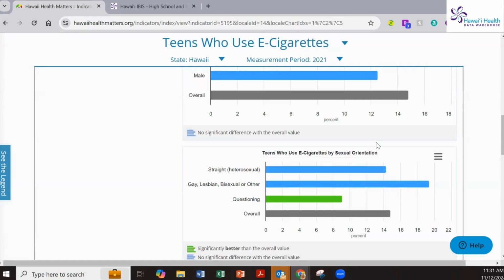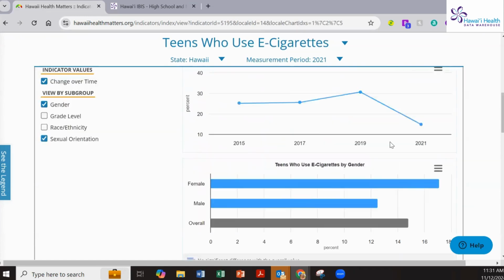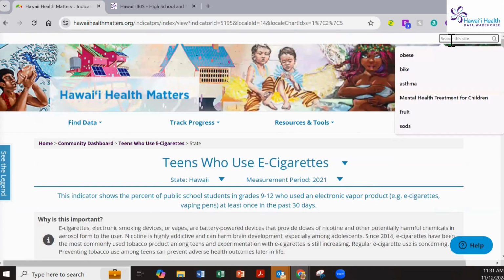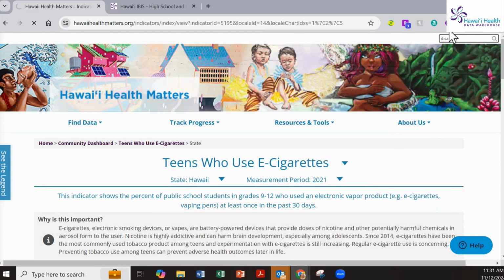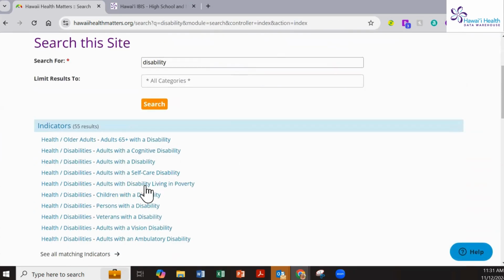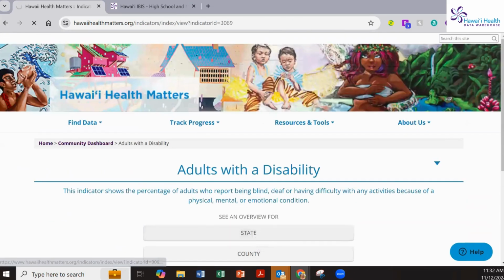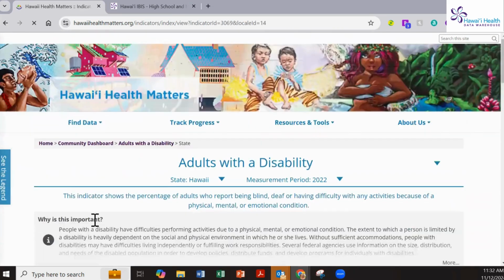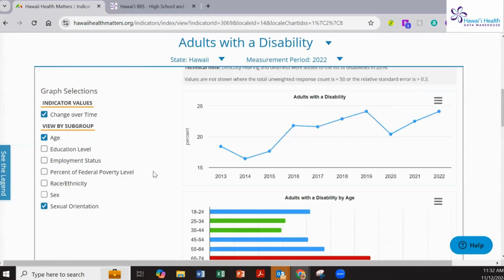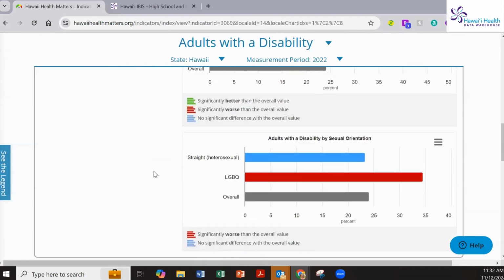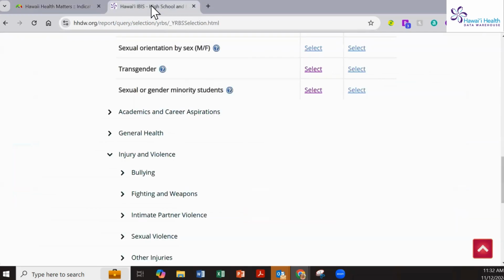Our next question asks about disability among LGBTQ adults. So this is also for Hawaii Health Matters, and I'm gonna search disability. We're interested in adults with a disability. And we're interested in looking at the data by sexual orientation. So here we can see the question was a true or false question that LGBTQ adults are more likely to have a disability than adults overall. And that is true.